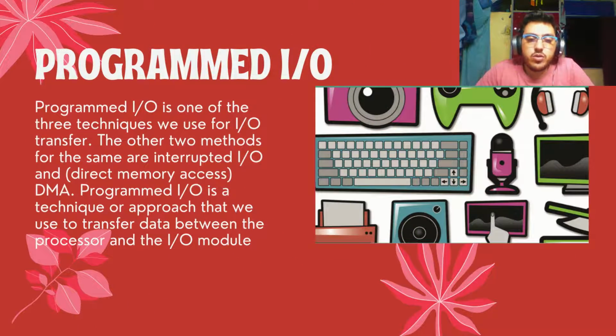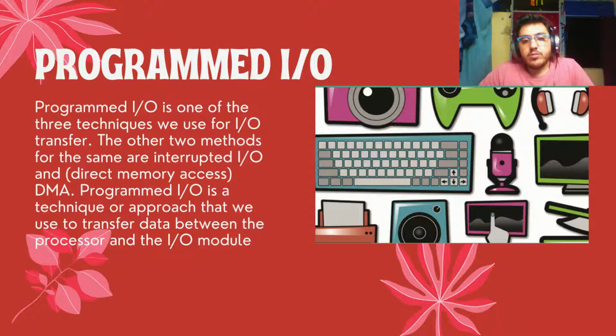And now I'm going to talk about programmed input and output. It's one of the three techniques we use for I/O transfer. The other two methods for the same are interrupted I/O and direct memory access. Programmed I/O is a technique or approach that we use to transfer data between the processor and the I/O module.